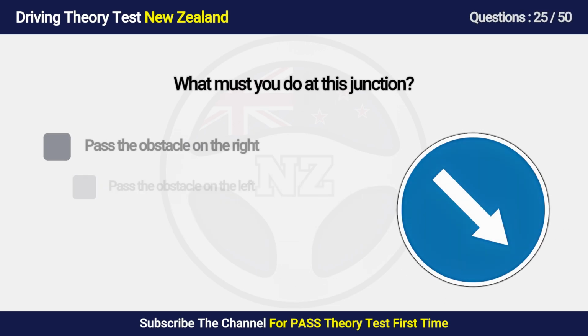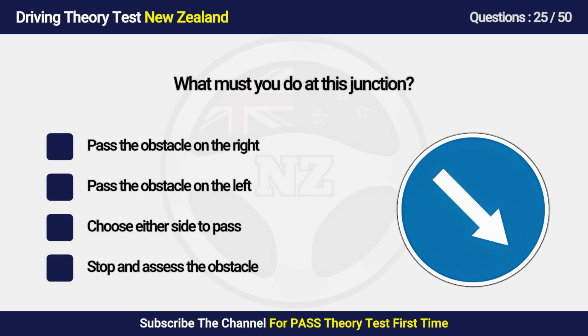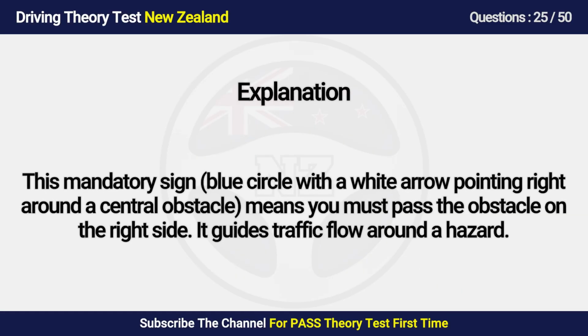Question 25. What must you do at this junction? A. Pass the obstacle on the right. B. Pass the obstacle on the left. C. Choose either side to pass. D. Stop and assess the obstacle. Answer is A. Pass the obstacle on the right. This mandatory sign, a blue circle with a white arrow pointing right around a central obstacle, means you must pass the obstacle on the right side. It guides traffic flow around a hazard.